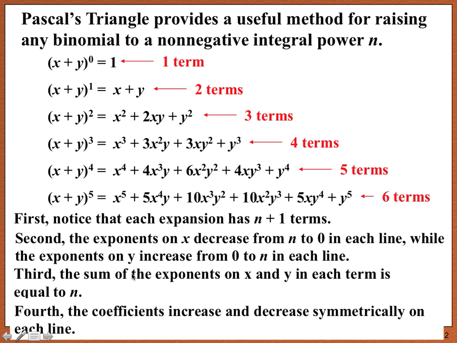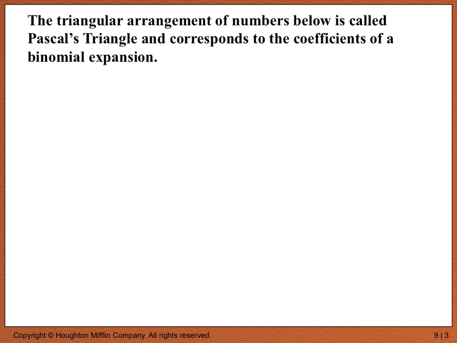All right, well, what does all of this bring us to? The triangular arrangement of numbers below is called Pascal's triangle and corresponds to the coefficients of a binomial expansion. Now let's see what Pascal's triangle looks like, and then I think the first sentence here is going to be clear. All right, this is just the number 1, and it's called the 0th row of Pascal's triangle, corresponding to the 0 power that you raise x plus y to in order to get 1.